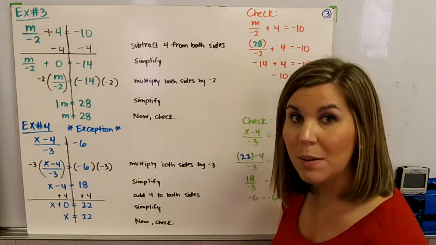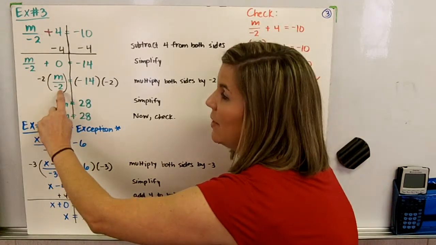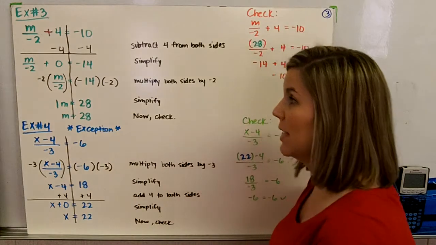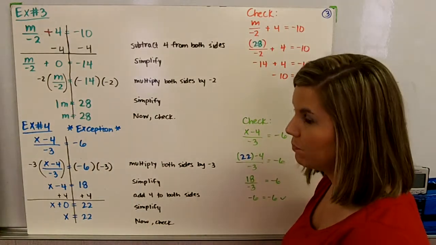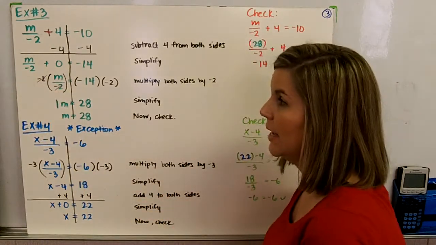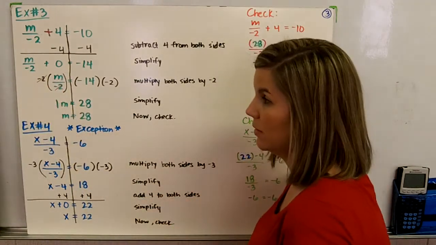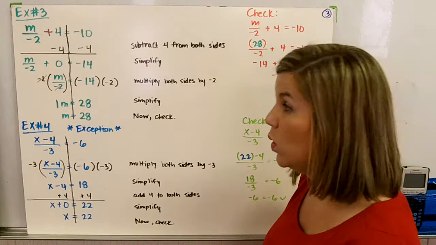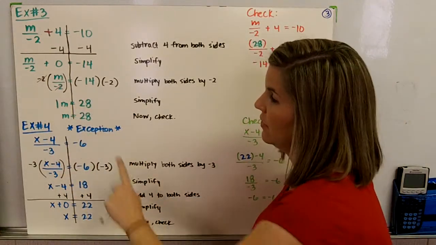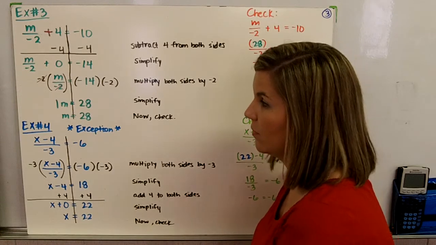Now I need m by itself. It's divided by negative 2, so the opposite would be to multiply both sides by negative 2. These negative 2's will cancel each other out, and I have 1m, since negative 2 divided by negative 2 is 1. And negative 14 times negative 2 is positive 28.